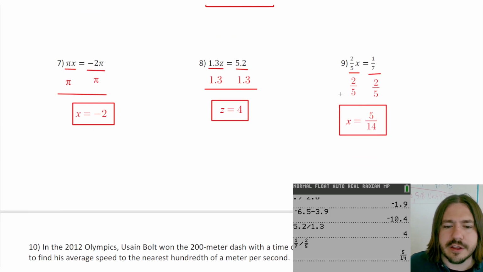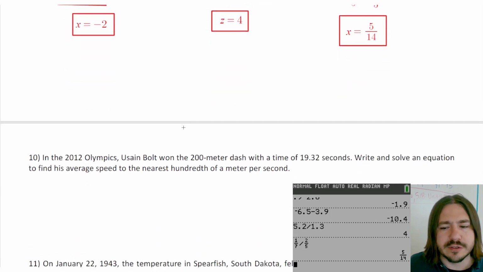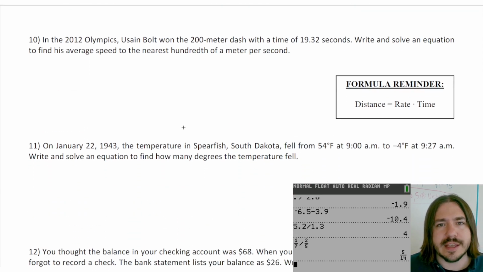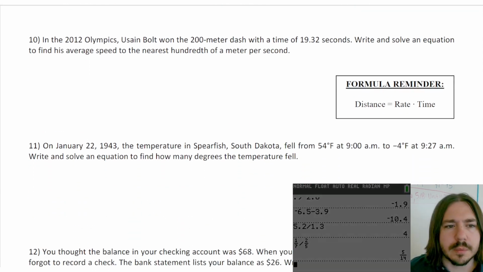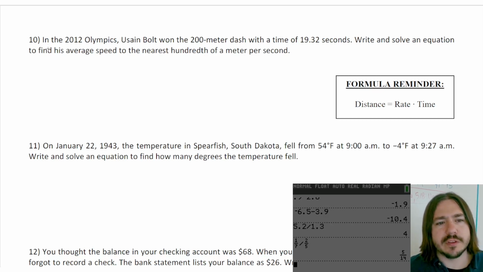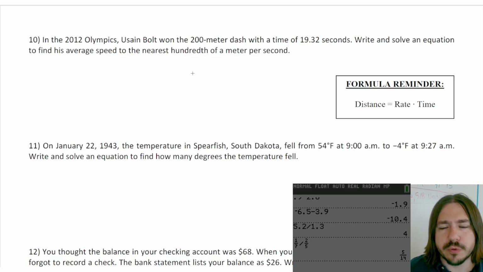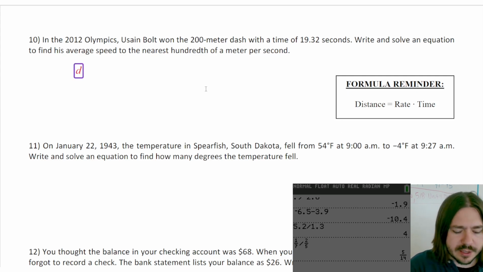All right, so that's going to take care of the first page. This next page is going to be more one-step equations, but here we're going to have to set up the equations. Number 10 says, in the 2012 Olympics, Usain Bolt won the 200-meter dash with a time of 19.32 seconds. Write and solve an equation to find his average speed to the nearest hundredth of a meter per second. And a little hint over here, in case you forgot your distance formula, distance equals rate times time.